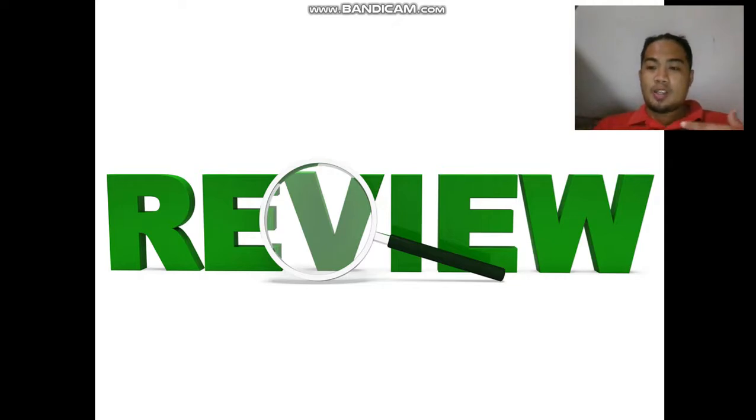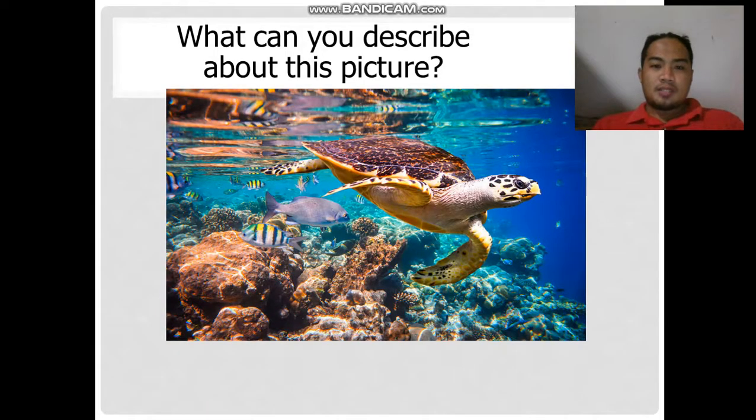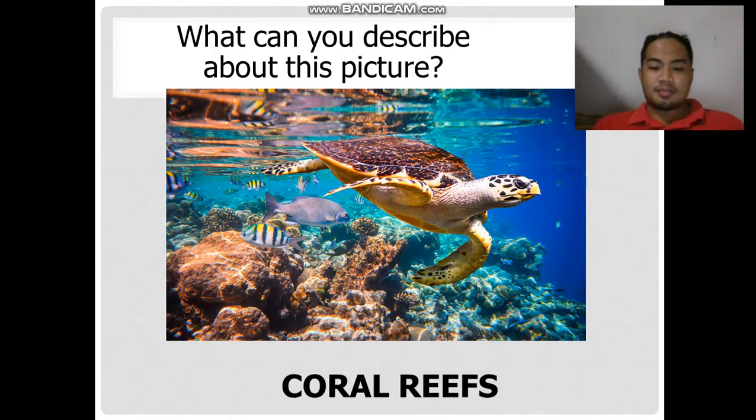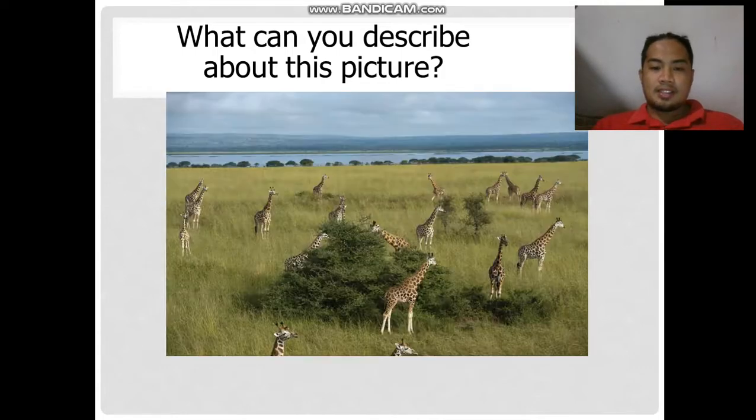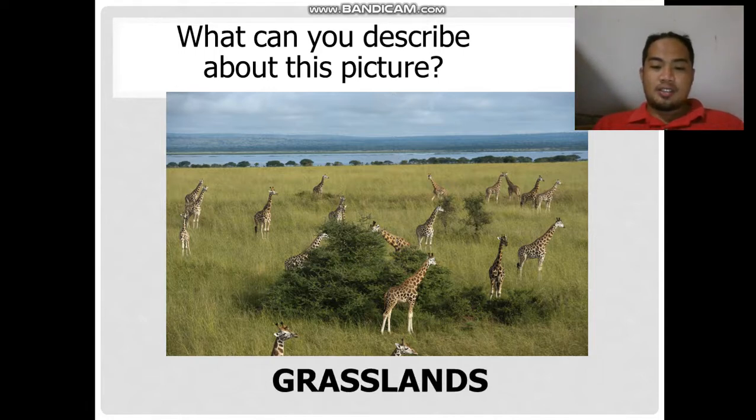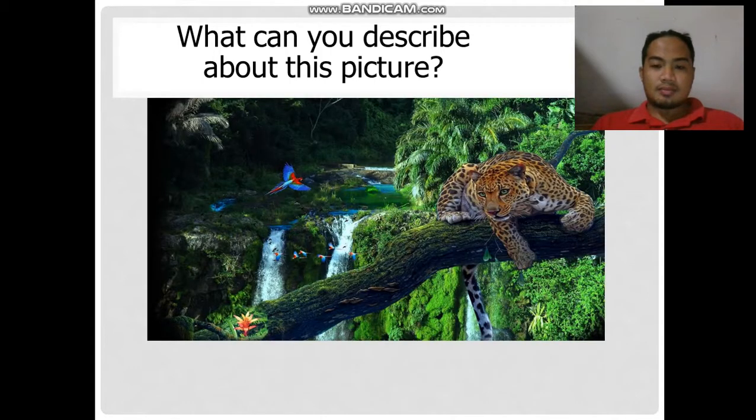Today we are going to have a new lesson. What can you describe about this picture? There are turtles, fishes. It is in the ocean or the coral reefs. Next, there are giraffes, grasses, and a lot of vegetation. So it is in the grasslands.